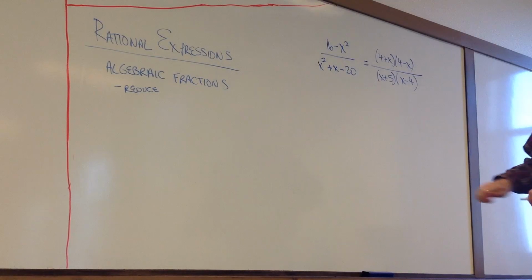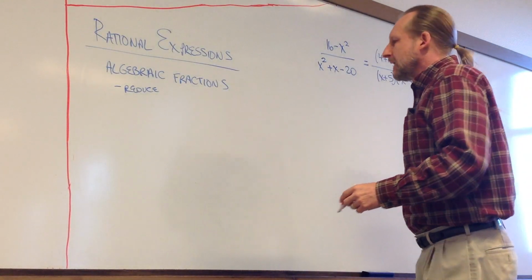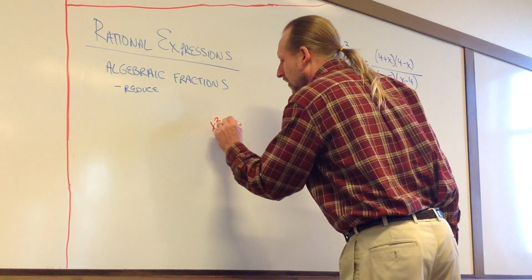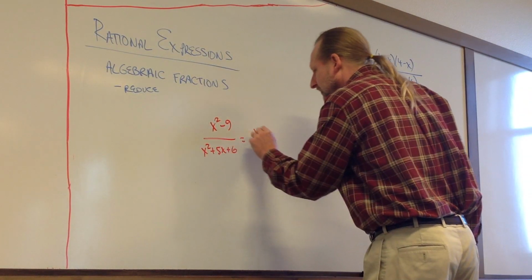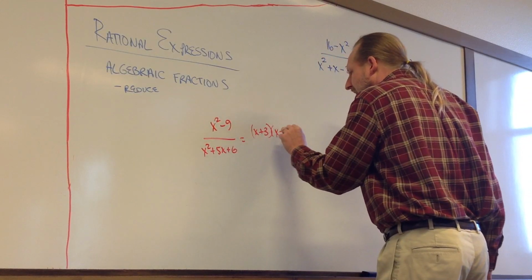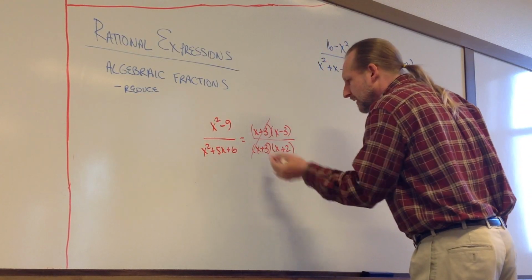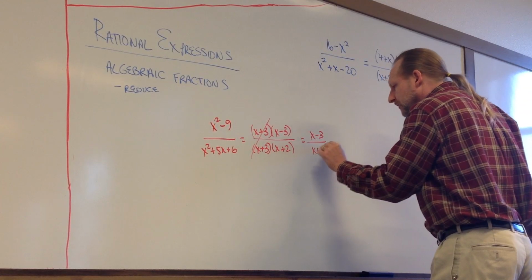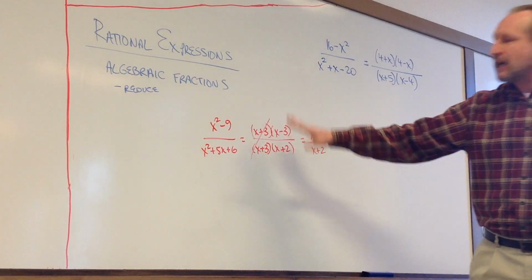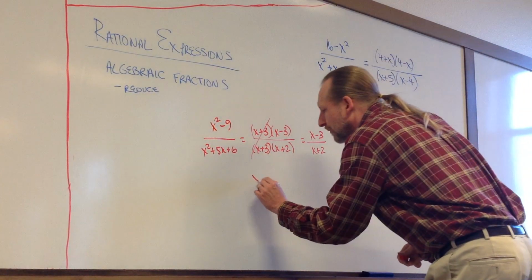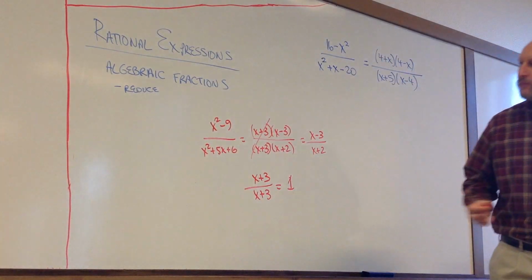Now remember that when we cancel something out, it's because it's the same, right? Let's say that we had something like, x squared minus 9 over x squared plus 5x plus 6. This is x plus 3 times x minus 3. This is x plus 3 times x plus 2. These cancel out. And in lowest terms, that fraction would be x minus 3 over x plus 2. These are the same. That's why they cancel out. They're exactly the same thing. And so if we think of this as x plus 3 over x plus 3, that's equal to 1.